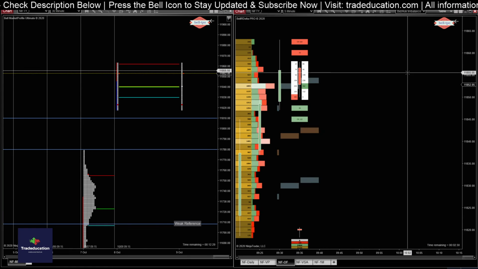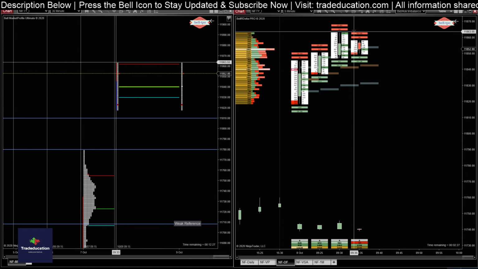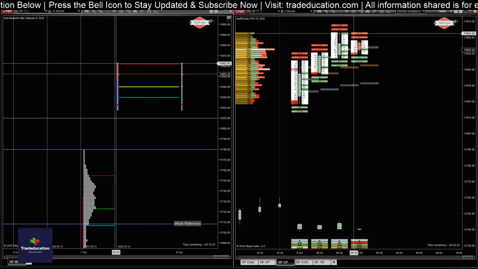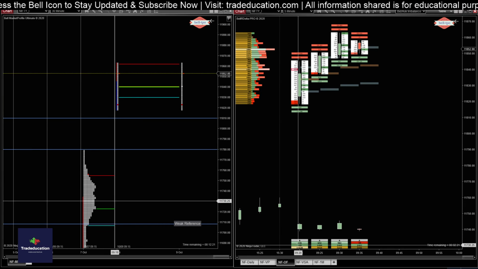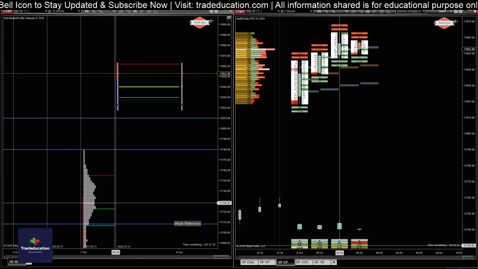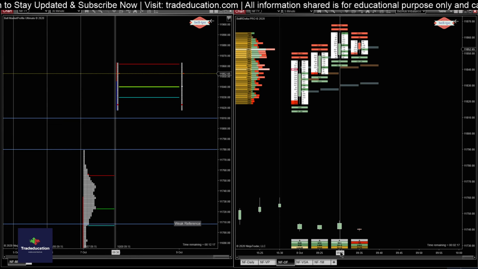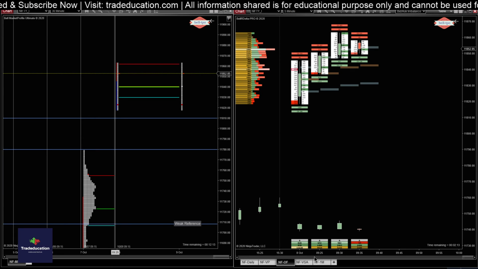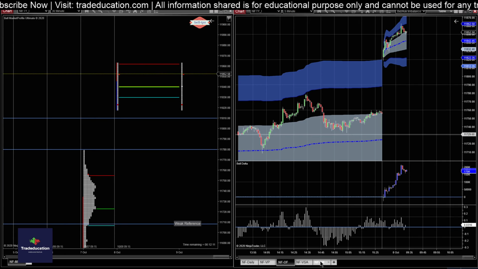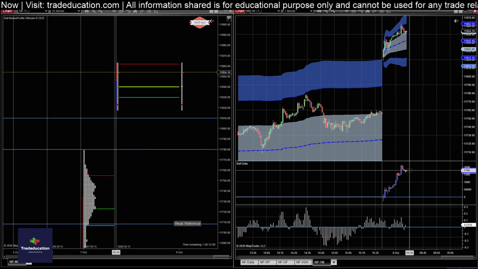Let me just look at the numbers. So 245 trapped buyers. Now sellers are trying to step in. 11,630 to 4,900 to 5,000. So good volume flow in the first three candles. Right now sellers are trying to step in. Overall delta is now going sideways.